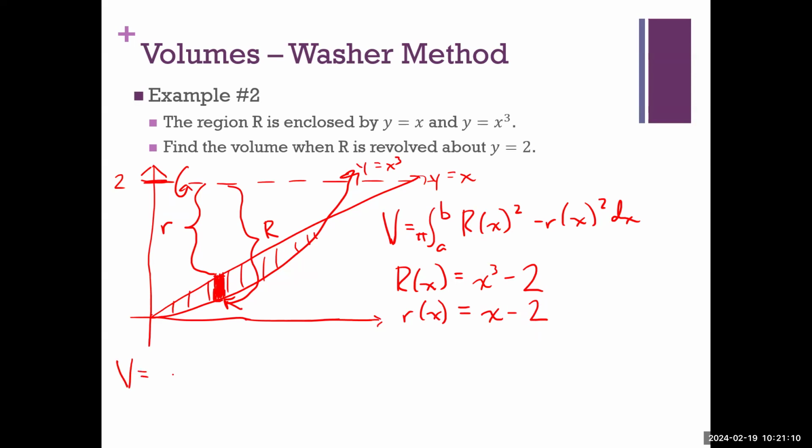One thing we haven't talked about yet is the bounds. What do we think they should be? 0 to 1. Yeah, going from the origin to this crossing point here, which I think we said last time was 1, 1. We didn't say it, we're saying it now. So pi times the integral from 0 to 1 of what? x cubed minus 2 squared minus x minus 2 squared. Is this an integral we can do?